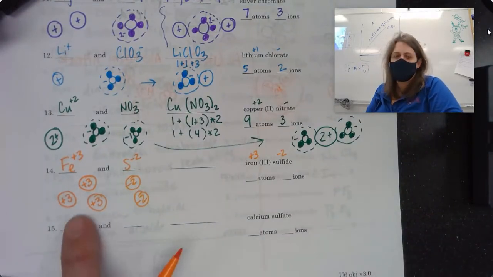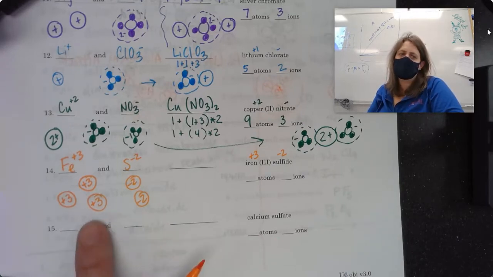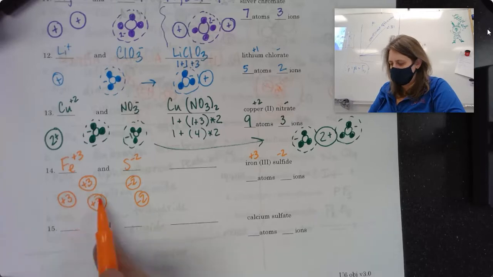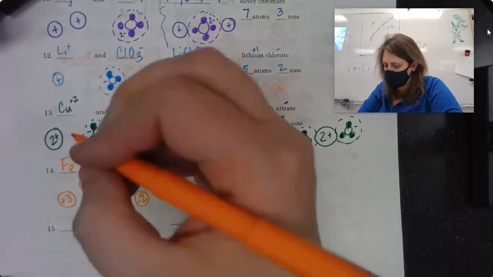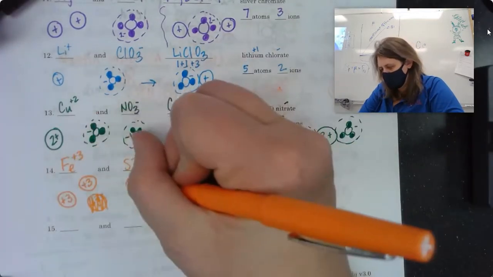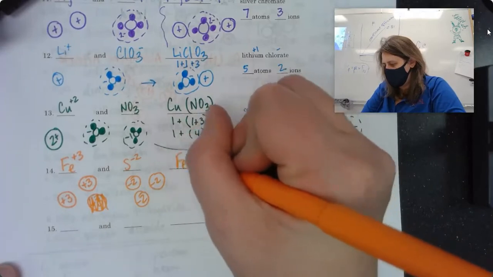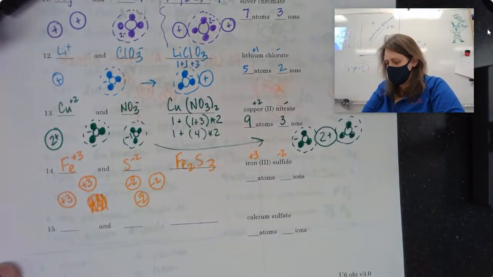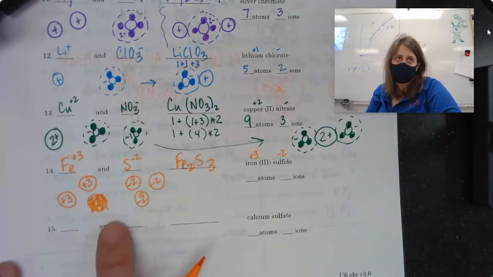Okay, so how many ions do I have? 1, 2, 3, 4, 5. Is that right? What are you doing, Dr. O'Malley? It's supposed to be Fe2S3. Like that. By the way, guys, this is a mineral that you guys know. You probably love it.